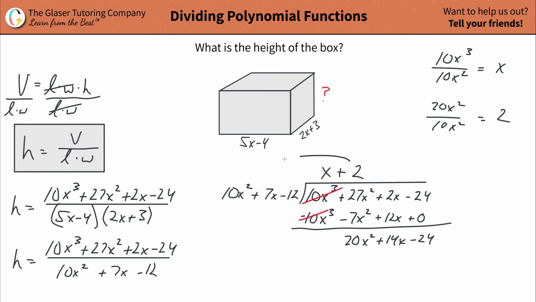Then take the positive 2, and now you're going to multiply it into each term of your divisor. So 2 times 10x squared should be 20x squared, and if you did that properly, again, these should be the same. Then 2 times the positive 7x is going to be a positive 14x. And then the 2 multiplied by the negative 12 should be a negative 24.